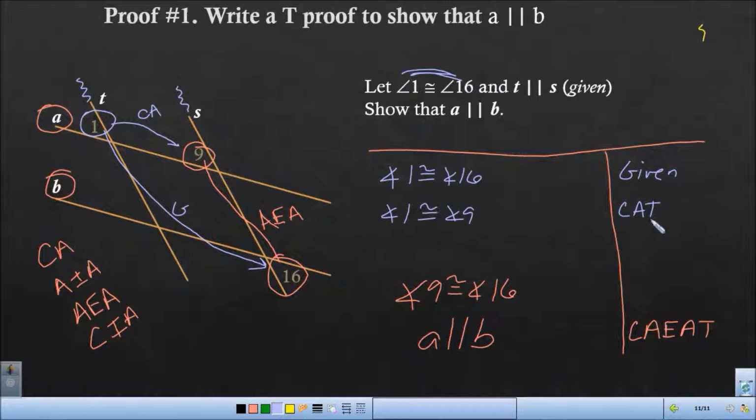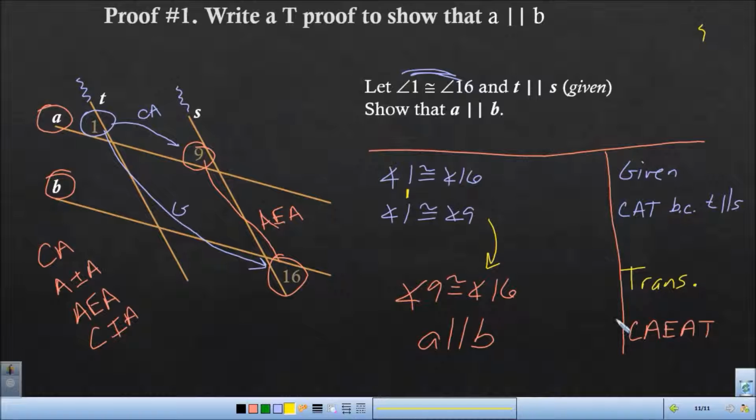Now that's not the converse, it's just the regular corresponding angles theorem because T is parallel to S. All right, so this theorem is activated because T is parallel to S. Then we have a connection that we can make from the ones that lets us say that angle 9 is congruent to angle 16 by the transitive property.